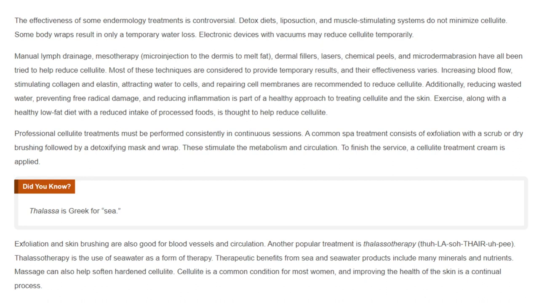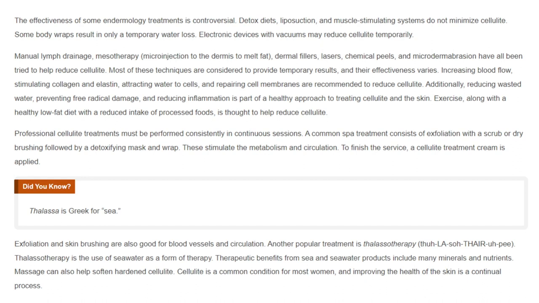Increasing blood flow, stimulating collagen and elastin, attracting water to cells, and repairing cell membranes are recommended to reduce cellulite. Additionally, reducing wasted water, preventing free radical damage, and reducing inflammation is part of a healthy approach to treating cellulite and the skin. Exercise, along with a healthy low-fat diet with a reduced intake of processed foods, is thought to help reduce cellulite. Professional cellulite treatments must be performed consistently in continuous sessions.